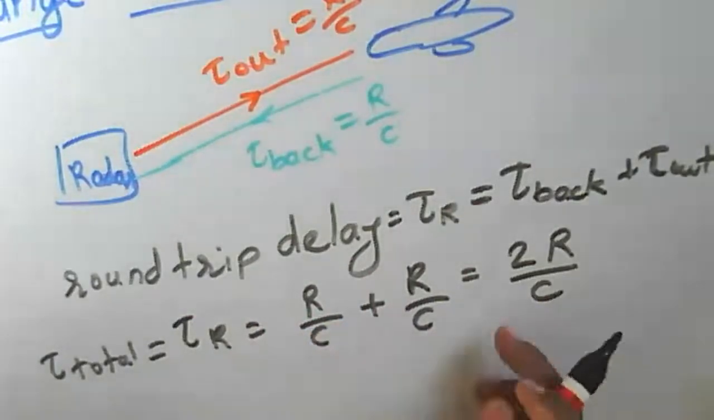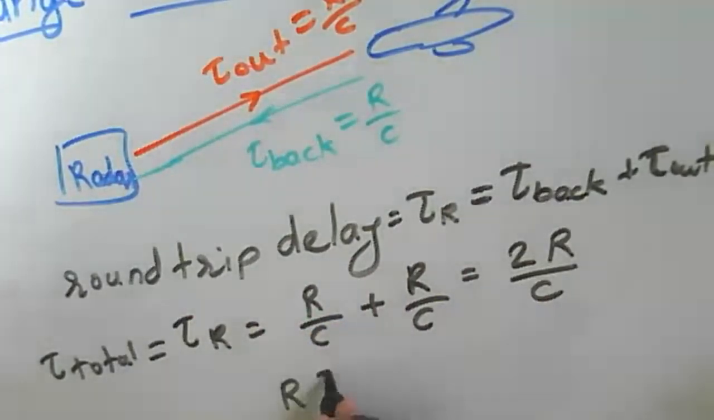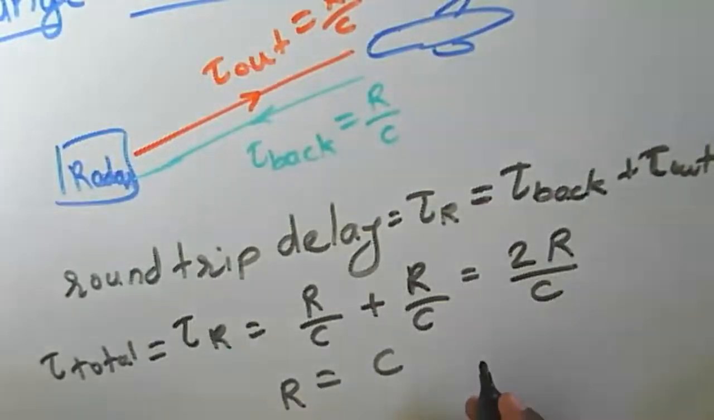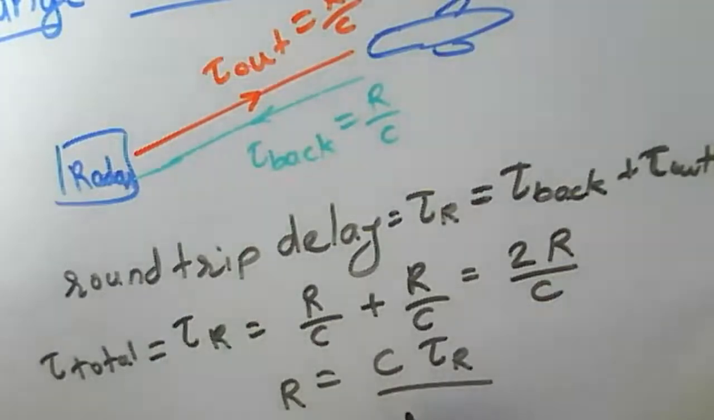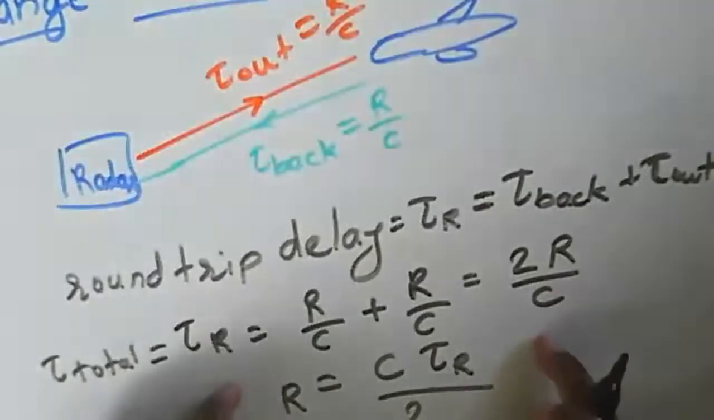From this we can calculate the range. Range is equal to the speed of light times the total transit time delay divided by 2. That is your range here.